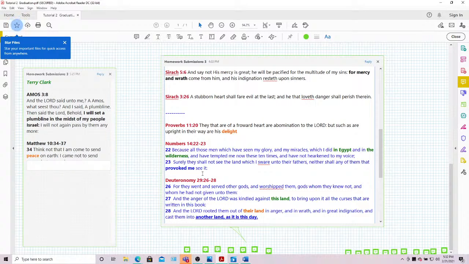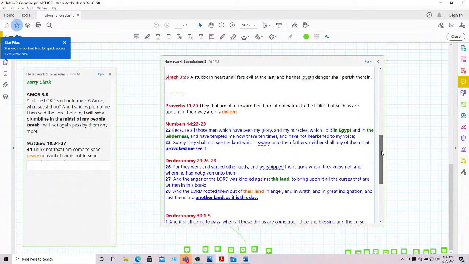it. And that's fair game for us today too. And none of us that are in this wilderness right now that's provoking the Most High is going to see that good land, which, Deuteronomy, then it gives us our next precept. For they went and served other gods and worshipped them, gods whom they knew not, and whom he had not given unto them. And the anger of the Lord was counted against this land. So that's talking about us, to bring upon it all the curses that are written in this book.